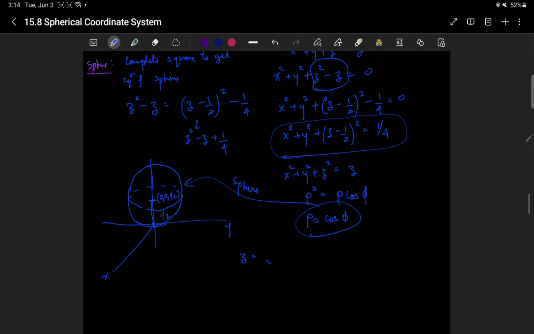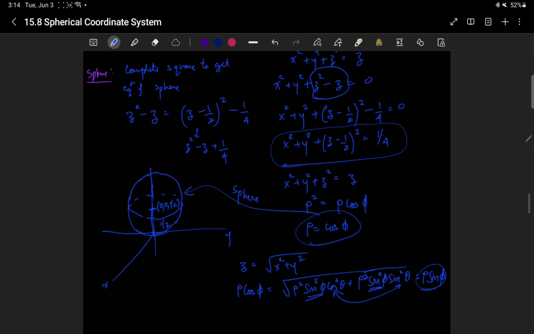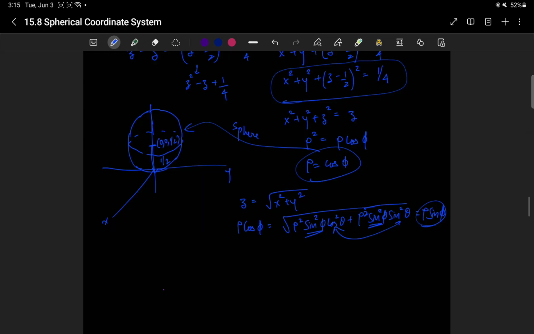z equals square root of x squared plus y squared. z is rho cosine phi, and the square root is the square root of rho squared sine squared phi cosine squared theta plus rho squared sine squared phi sine squared theta. If you factor this out, you're going to get cosine squared plus sine squared, which is 1, and end up with rho sine phi. Okay, so that's the cone.